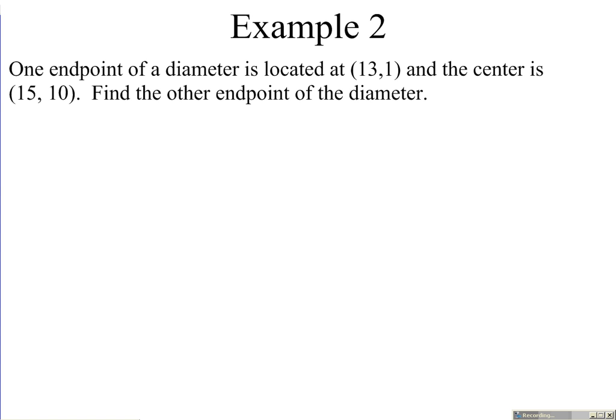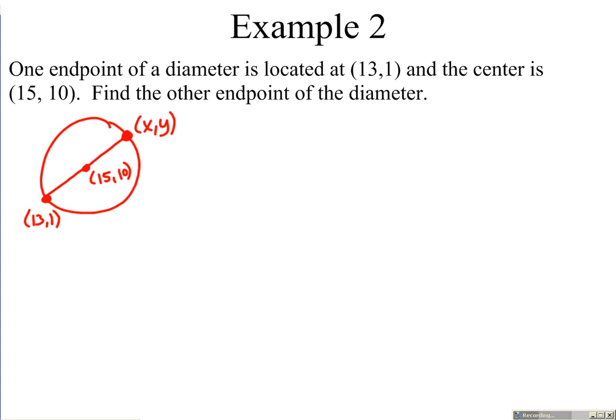Example 2. One endpoint of a diameter is located at the ordered pair 13,1, and the center is at 15,10. Find the other endpoint of the diameter. Okay, so in this case, we have a circle that's centered at 15,10. So I know that ordered pair right there is 15,10. We know that the diameter has an endpoint at 13,1. We want to know what's the other endpoint of this diameter.